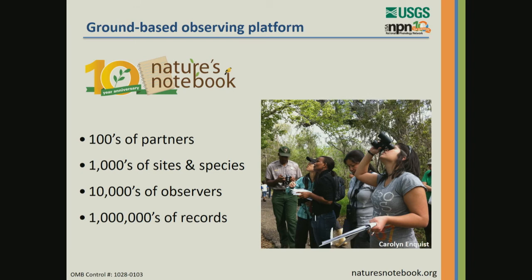We call it Nature's Notebook. It's our 10th anniversary this year for the network, as well as for the observing platform, where we now have not only individuals and partners collecting, but partner groups. Over 400 partner groups submitted data last year. We have thousands of sites and standardized protocols published for about 1,200 species, tens of thousands of observers contributing data across the nation, and we just reached 15 million records this week.